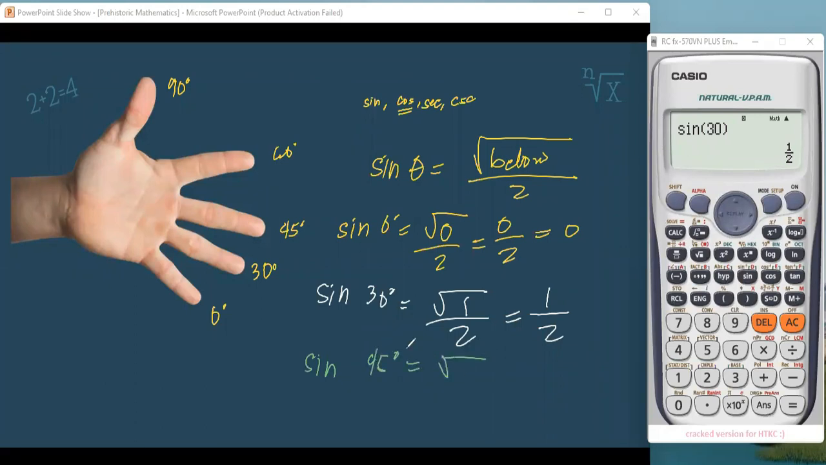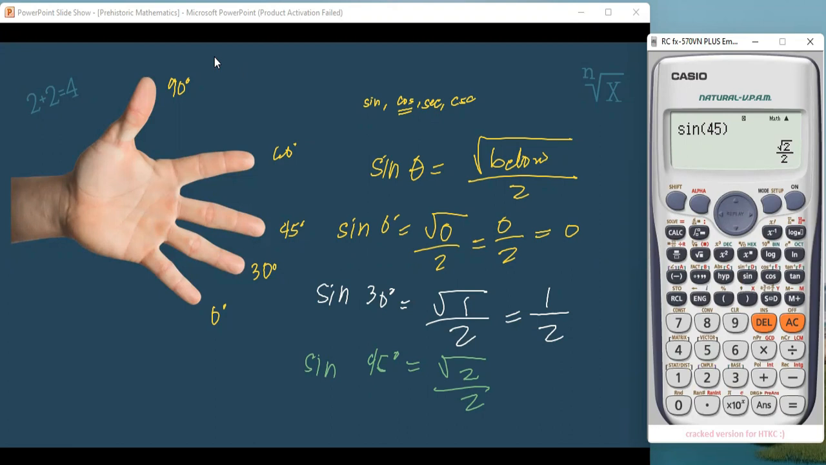Now, what about if we have sine 45 degrees? Now, the square root of how many numbers below 45? So there are 1, 2. So there are 2 fingers over 2. So our answer must be sine 45 degrees must be equal to the square root of 2 over 2. So let's check. Sine 45 must be equal to the square root of 2 over 2.